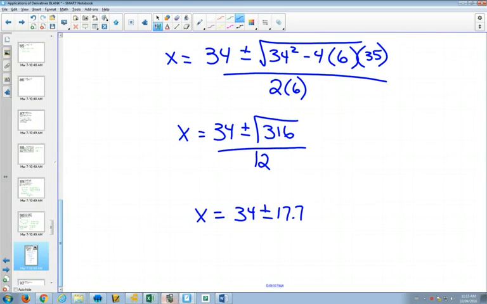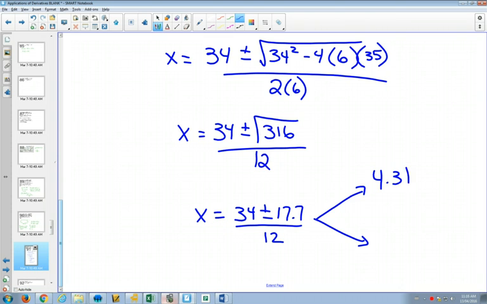17.77 all over 12, which will give me two different answers. One of them will be 34 plus that divided by 12. Sometimes, like in this one, it might have said, using calculus, determine the volume. And so we have used calculus to get to this point. We still need our calculator to get to the next stage. So adding, I got 4.31.